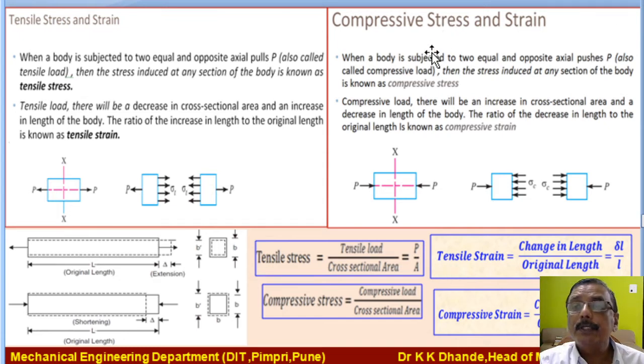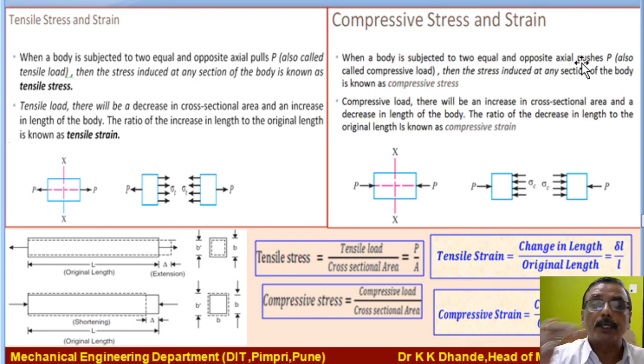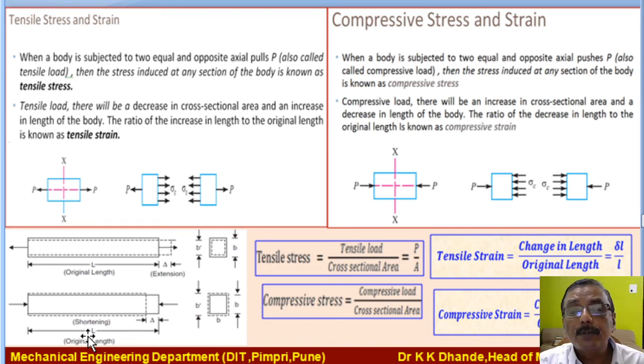Next point is compressive stress and strain. When a body is subjected to two equal and opposite axial pushes, P, called the compressive load, the stress induced in that section of the body is known as compressive stress. Due to the compressive load, there will be an increase in cross-sectional area and decrease in length of the body. Again I am repeating, compressive stress means it is the ratio of compressive load to the cross-sectional area. Unit remains the same, that is Newton per mm square, or you may say mega Pascal.